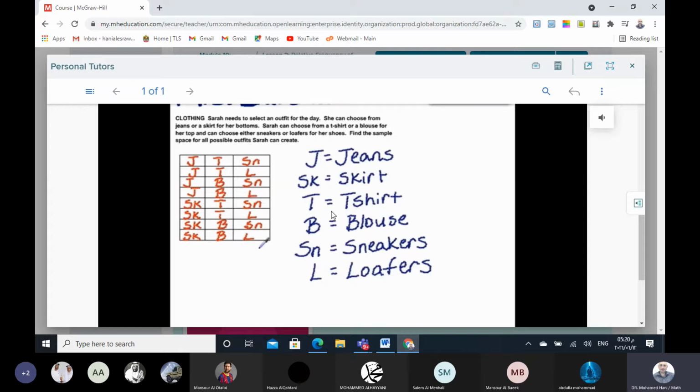Continue. So this is a table that shows all of the possible outcomes of her outfit.